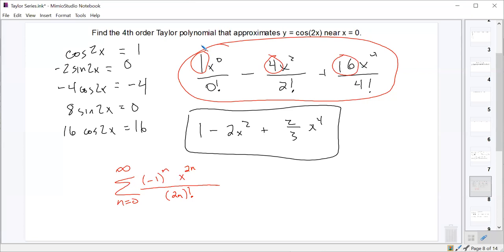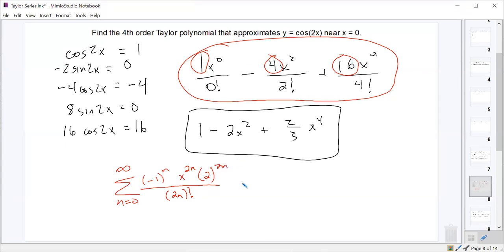And so what do those constants tell us? 2 to what power is being included into this every time? This one is 2 to the 0. This one is 2 to the second. This one is 2 to the fourth. Should be 2 to the 2n.